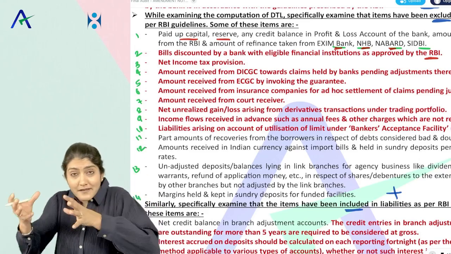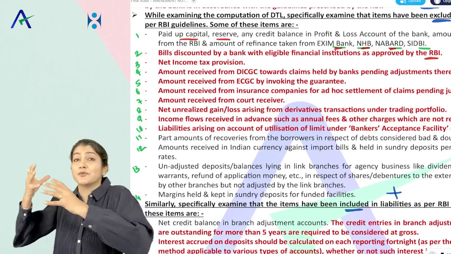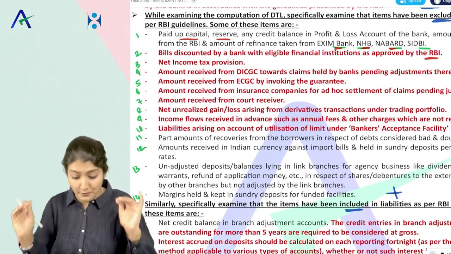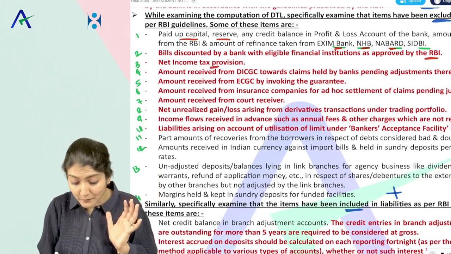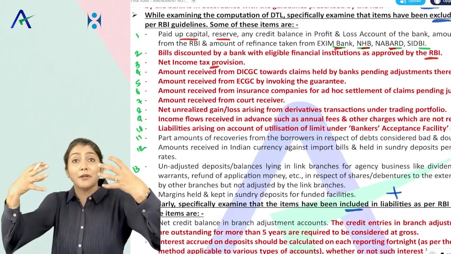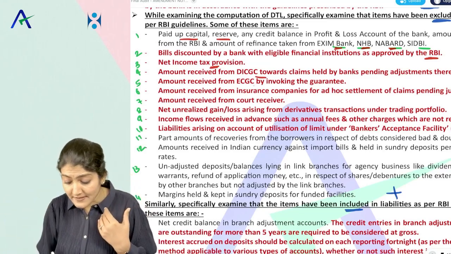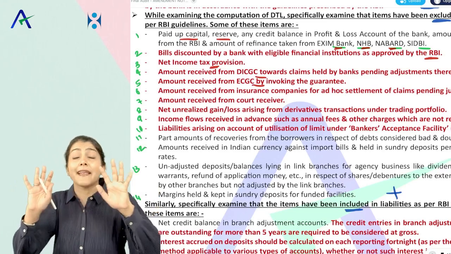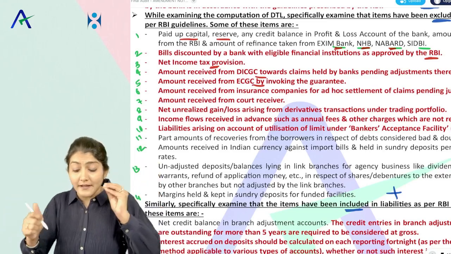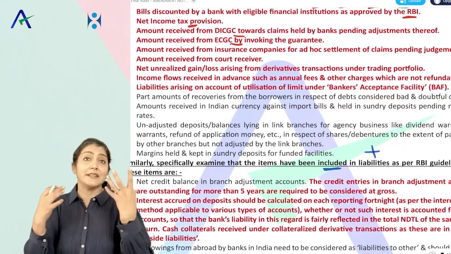Right, so any bill discounting done with the eligible institutions approved by RBI is excluded. Net income tax provision: again, it does not come in your demand and time liability. Amount received from DICGC, ECGC: what does it say? Again, excluded. It is not to be included in the computation of DTL.